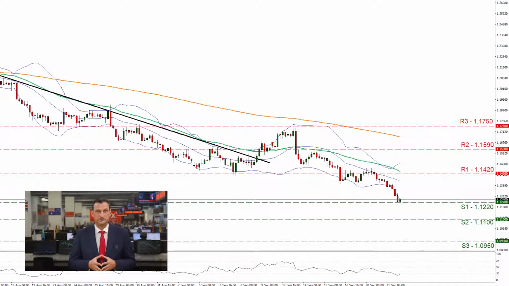Should the selling interest for cable be maintained, we may see it breaking the 1.1220 support line and aim for the 1.11 support level. Should the bulls find fresh buying orders along its path, we may see it reversing direction, breaking the 1.1420 resistance line and aim for the 1.1590 resistance base.